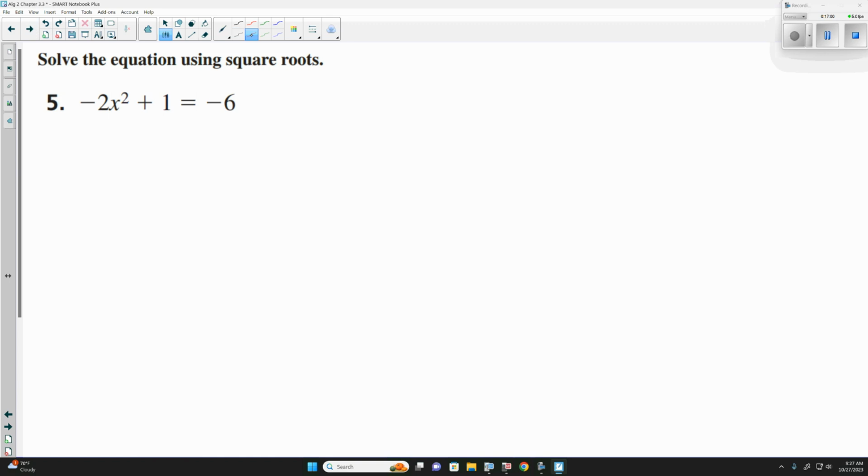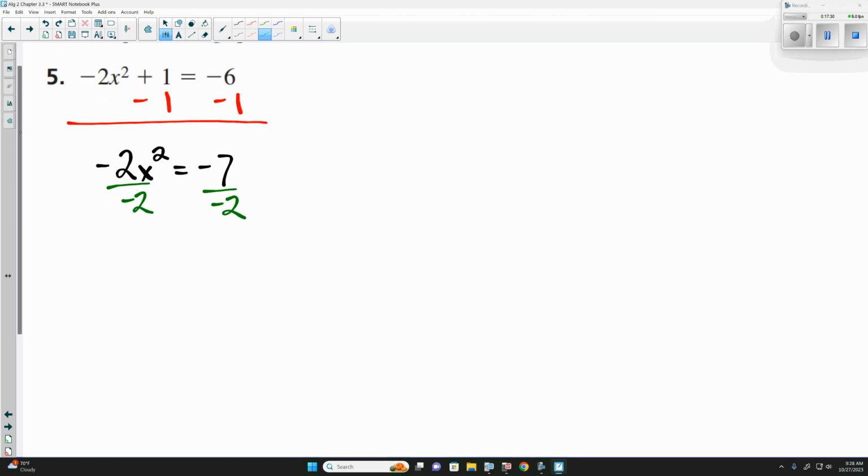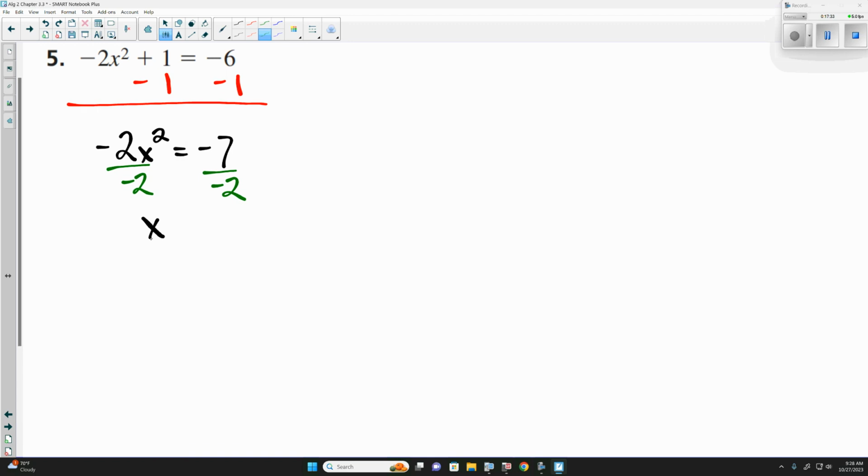So let's do this one here. We don't have a middle term, so this works for square root method. We can subtract 1 from each side, which will tell us that negative 2x squared is equal to negative 7. And what would we do next? We would indeed divide both sides by negative 2 because we need to get the x squared by itself. And we divide both sides by negative 2. We get that x squared is equal to 7/2.